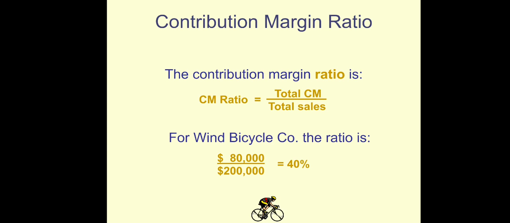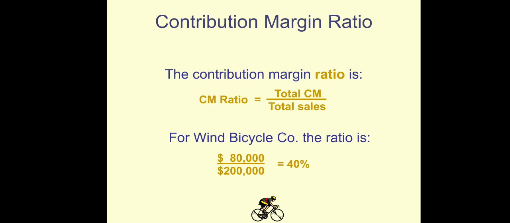There are two ways to calculate contribution margin ratio. This is the first method. The formula is total contribution margin divided by total sales. You can see for the Win bicycle, the CM ratio is total contribution margin $80,000 and total sales $200,000. So the contribution margin ratio for this business is 40%.